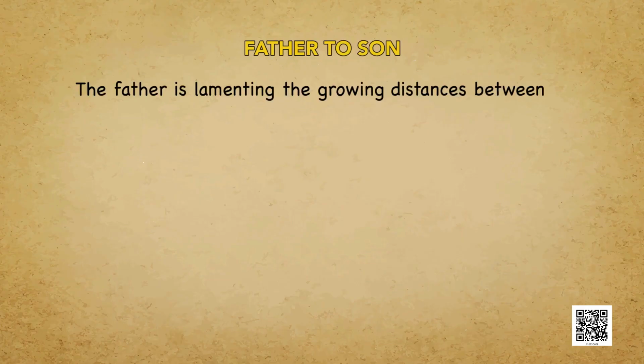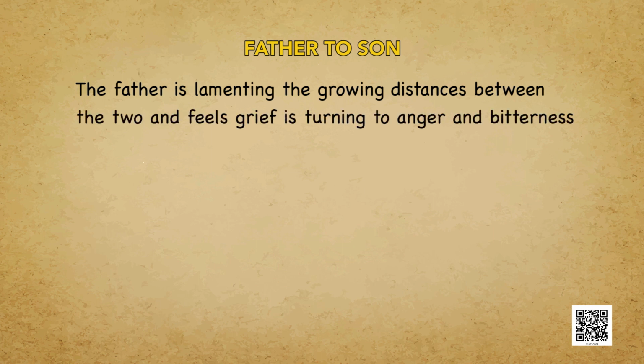The poem, Father to Son, describes the relationship between a father and his son. As the title says, I think from the title we have been able to guess that this poem is about father and son. The father is lamenting the growing distances between the two and feels grief is turning into anger and bitterness in both of them. I am going to read the poem for you.